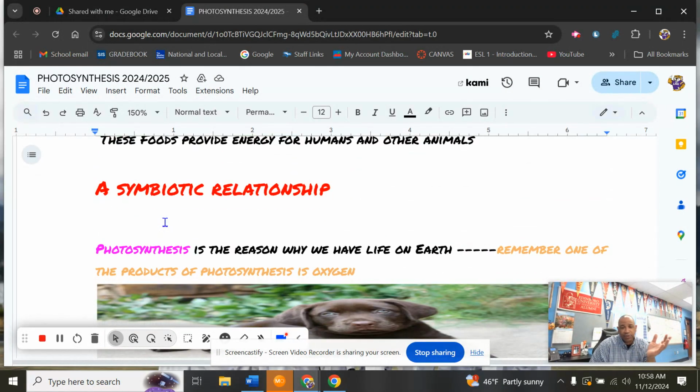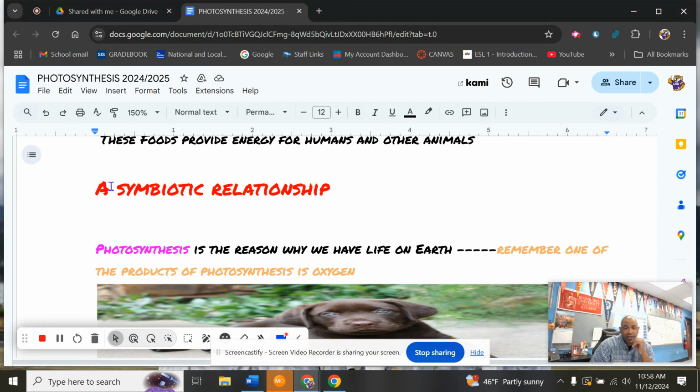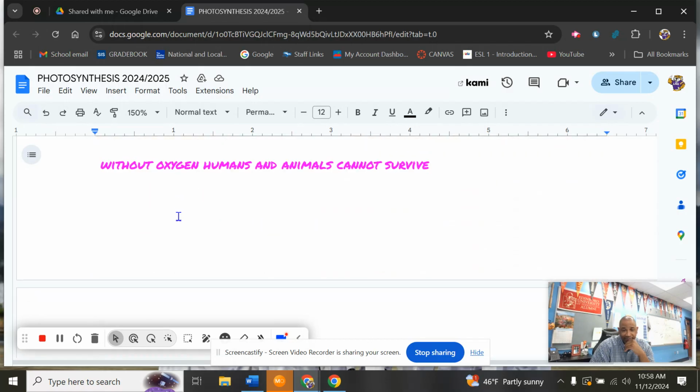Symbiotic relationship. You need to know this. Symbiotic relationship. I need you, you need me. We need each other to depend on. We depend on each other. Without each other, we would perish or die. Plants need us to breathe out carbon dioxide. We need plants to create oxygen. Without us, the plants would die. Without plants, we would definitely die. So we are in a symbiotic relationship. You better know that word, symbiotic. All right.